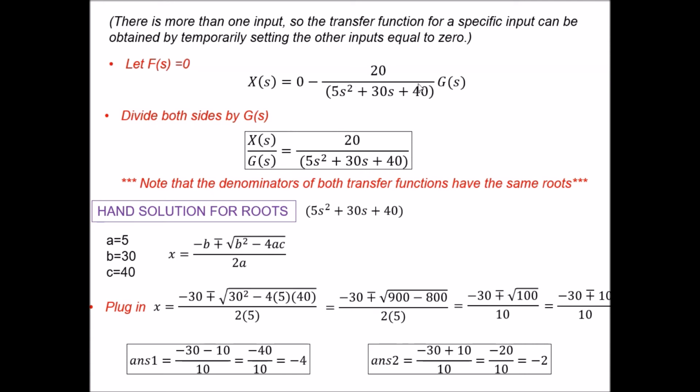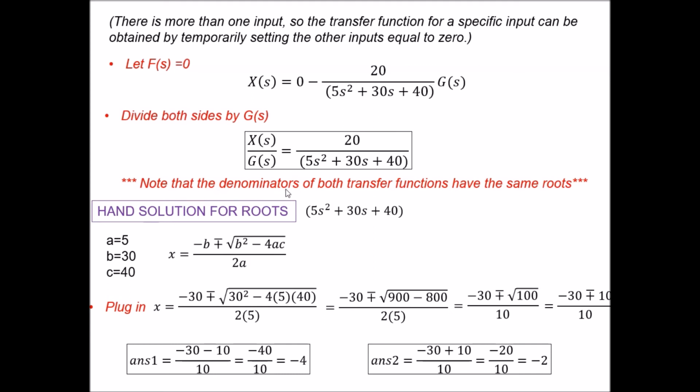So we do that there. Divide this over, X(s) over G(s) is equal to 20 divided by the denominator 5s squared plus 30s plus 40. So that's as far as they asked us to go, but I'm going to take this one step further so that we can do some hand solutions and some MATLAB coding in order to practice how we'd solve this. The next step is to look for the roots of our denominator here.